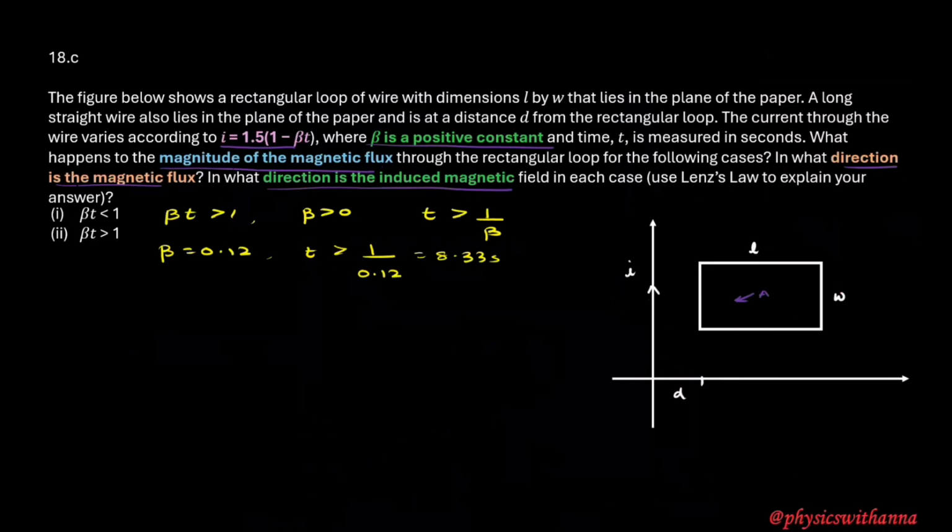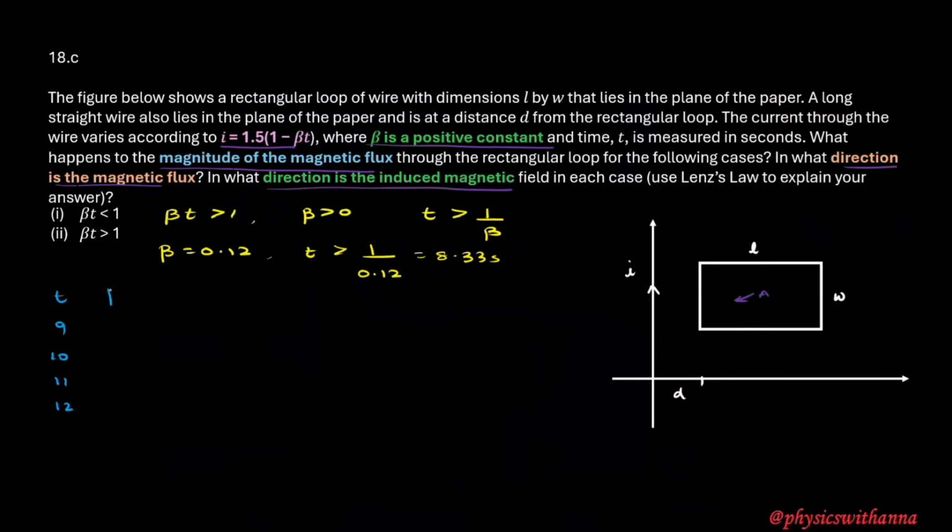I want to determine what happens to magnetic flux. To know what happens to magnetic flux, I need to know what happens to magnetic field. And I can only know what happens to magnetic field if I know what happens to current. So let us determine what happens to current when time values are changing. Again, we will take some time values, but this time the time values must be greater than 8.33. So I can take my time values to be 9, 10, 11, 12 seconds.